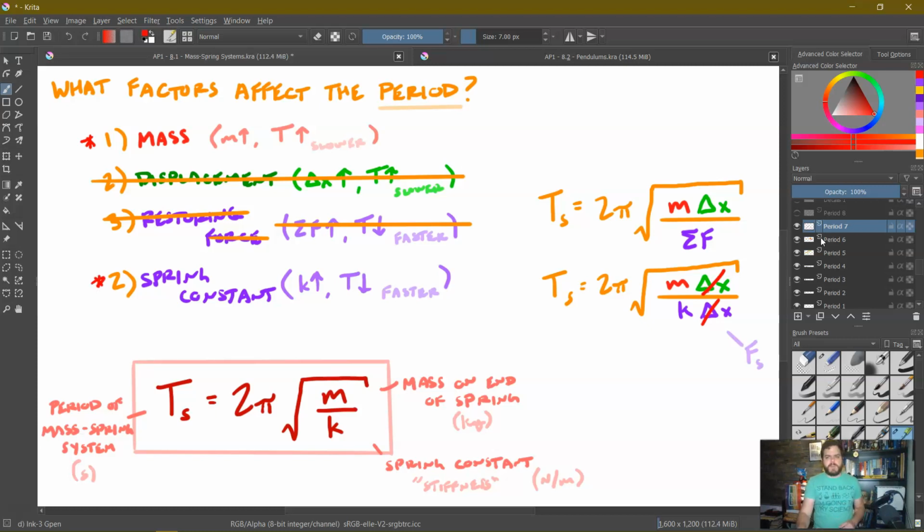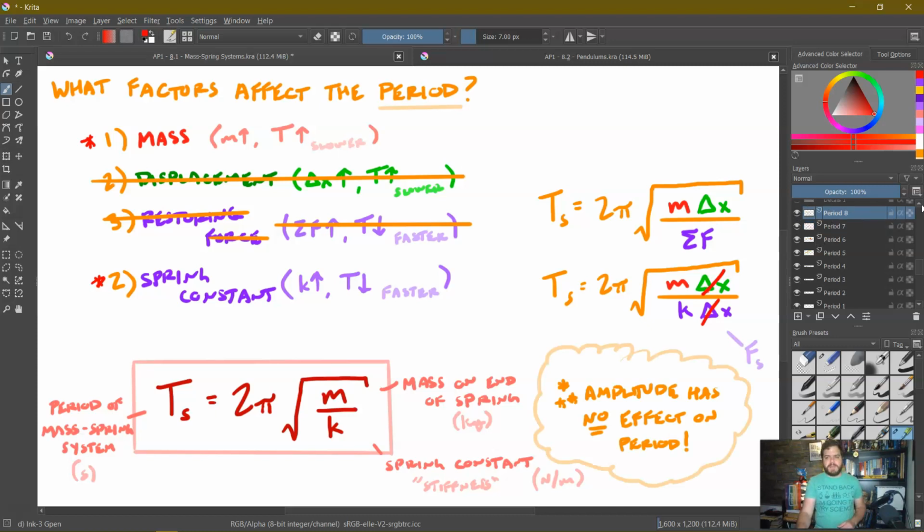And one important point I want to bring up, though, is this means that the amplitude of the system really has no effect on the period. If I pull it further away from equilibrium, it's still going to wave back and forth in the same time period, because even though it's been displaced more, the force is going to pull it back even more, and that's going to make up for that.